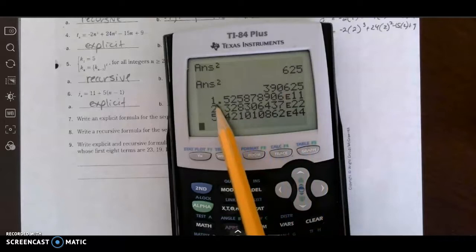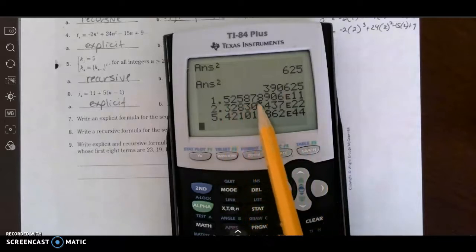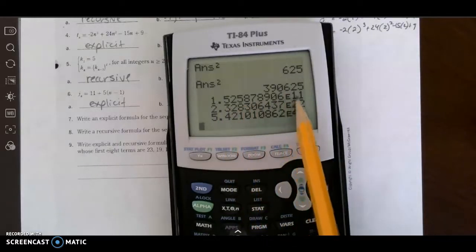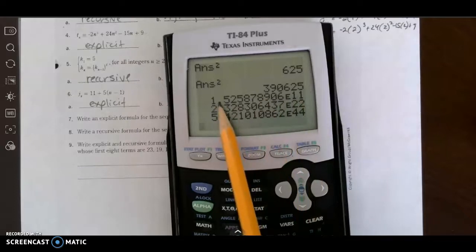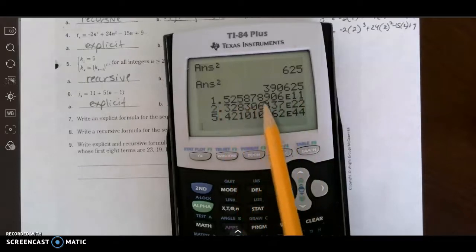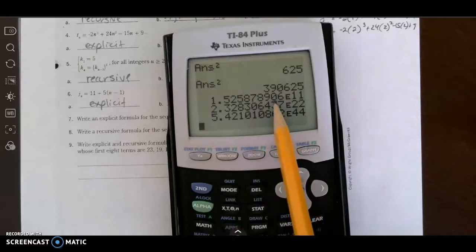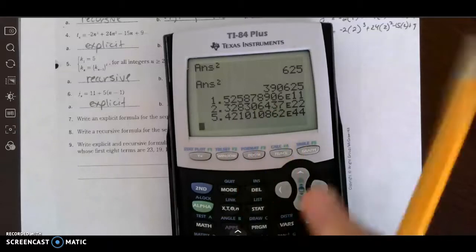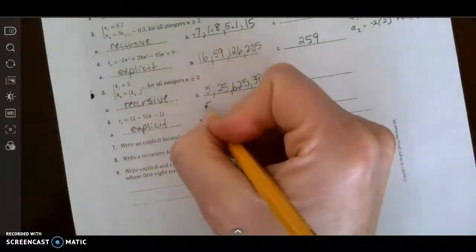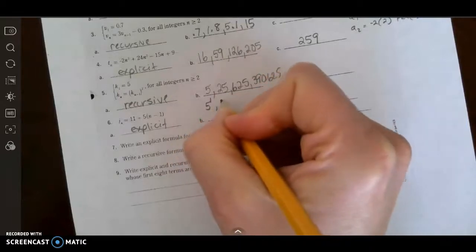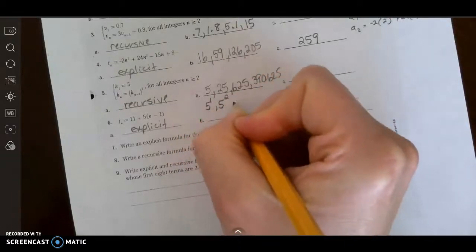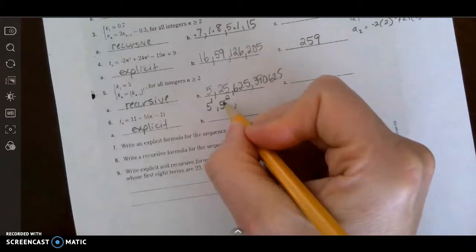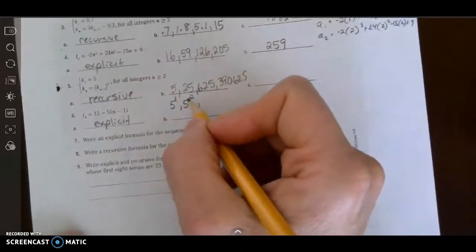This means 1.525878906 times 10 to the 11th, which means move this decimal 11 places to the right. So these are going to be very large numbers. So I'm thinking I need a different way to show my answers. So if you think about it, 5 is 5 to the first. 25 is 5 to the second. When you square that, you should have learned with exponents.